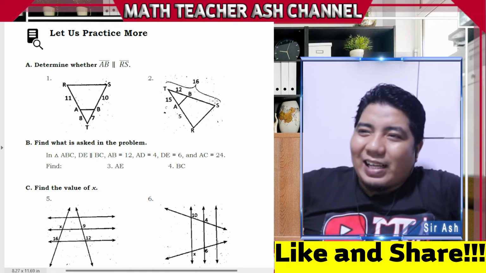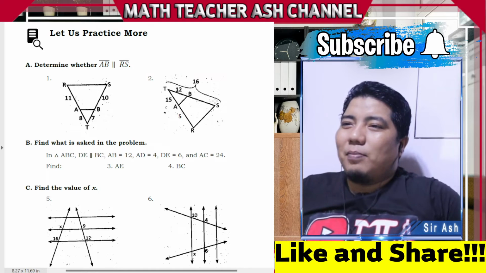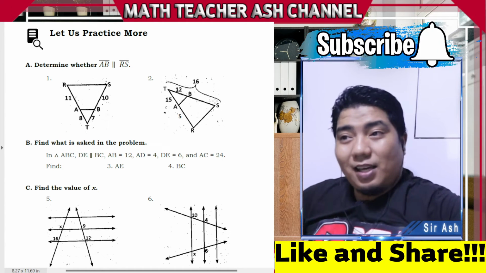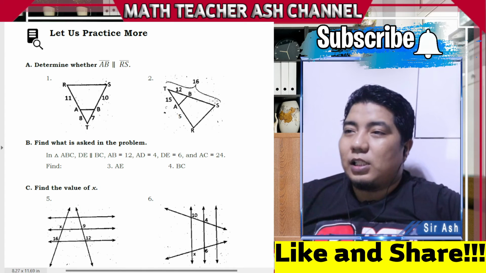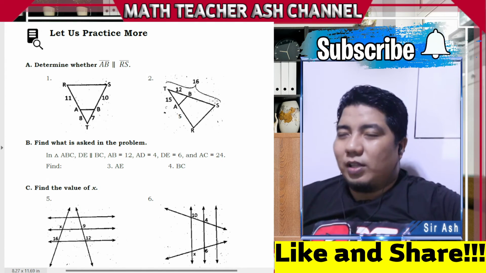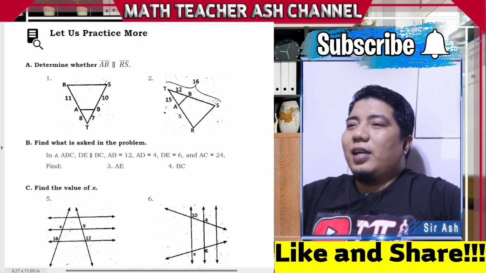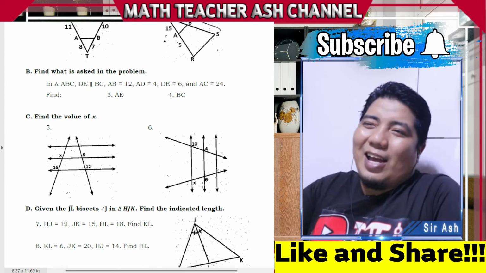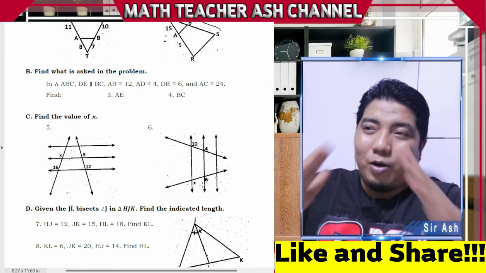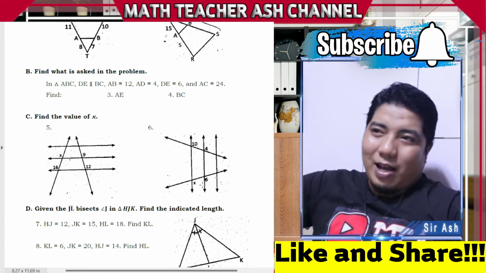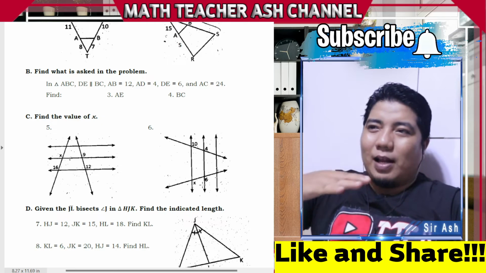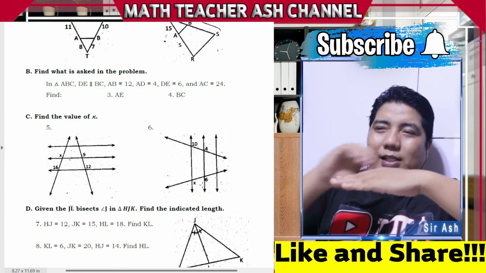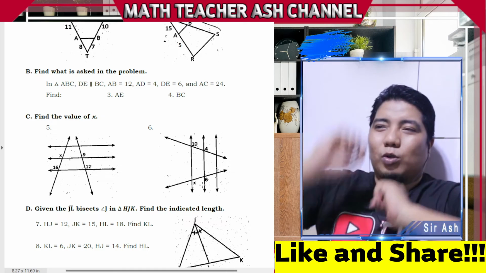Alright, next. Find what is asked in the problem. A triangle ABC where DE is parallel to BC. AB is 12, AD is 4, DE is 6, AC is 24. Find AE and BC. So I'm sure, my dear math learners, I will give that to you. Kayang-kaya nyo na yan. Unang gagawin nyo is gumawa muna kayo ng triangle, tapos gumawa kayo ng line DE as parallel to line BC. So si BC nandito sa baba. So BC, DE, and then sa tuktok si A.